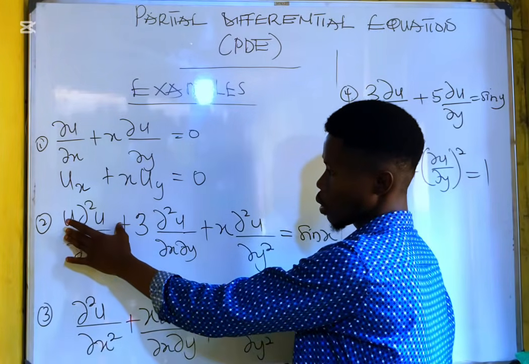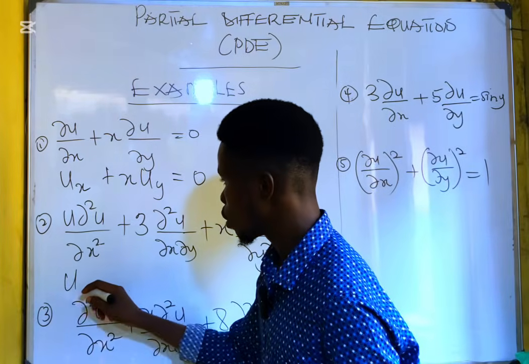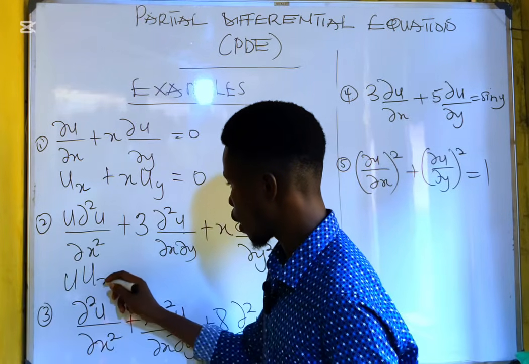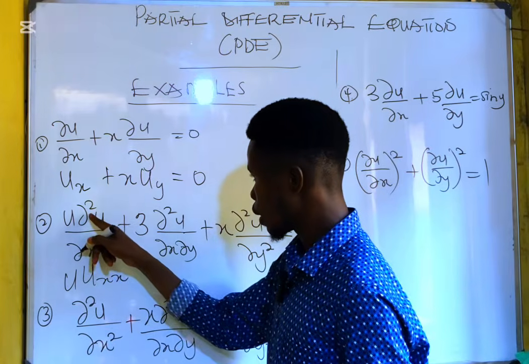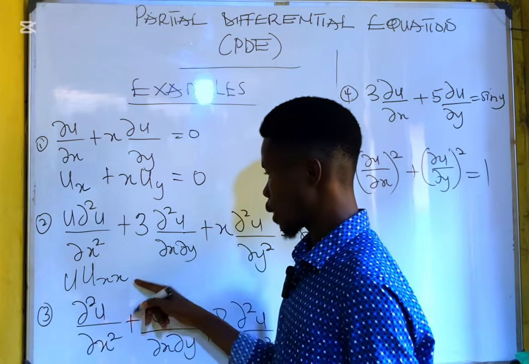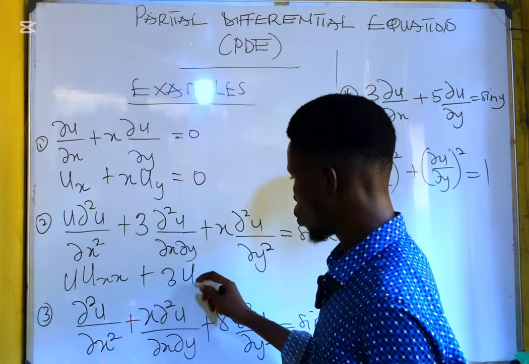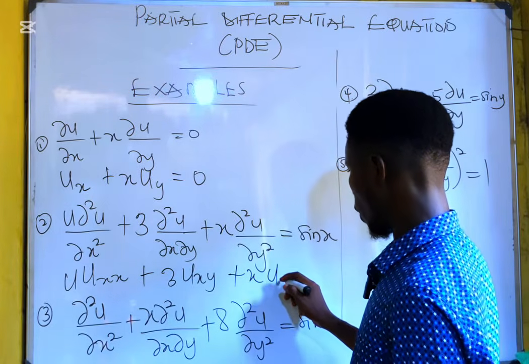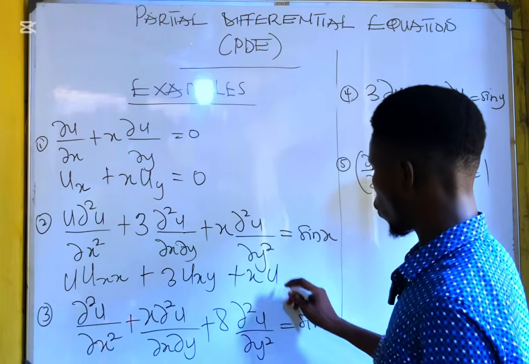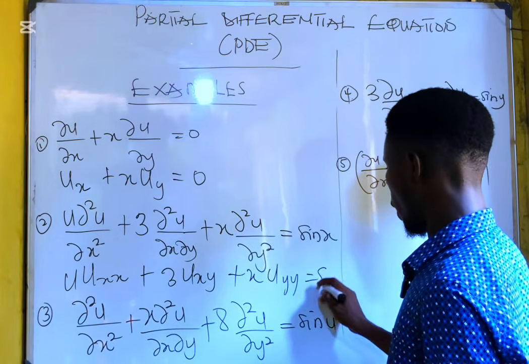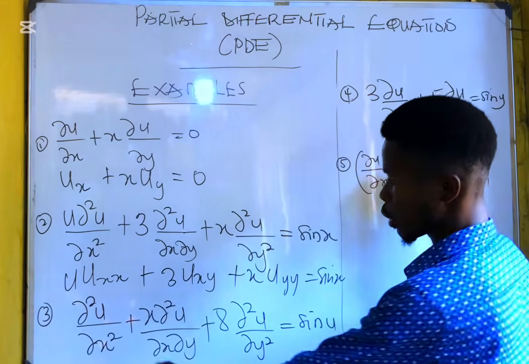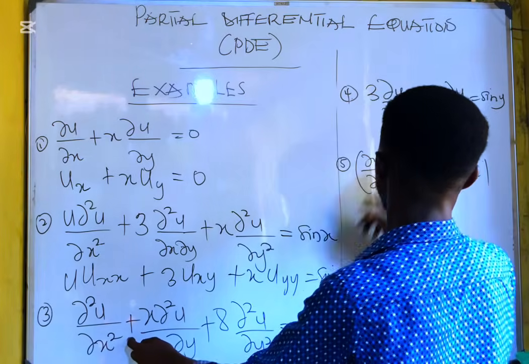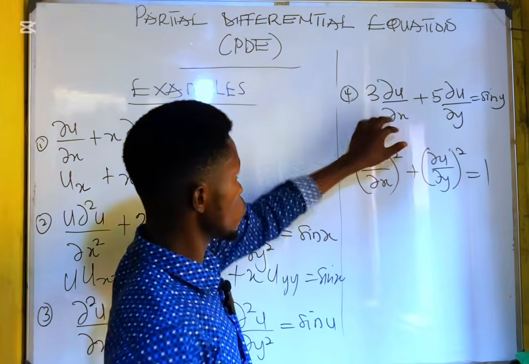Then also here will be u multiplied by u subscript x. This u is already here. Then this delta squared u means that u subscript xx plus 3 u subscript xy plus x u subscript yy equals sine x. You can change them. Is that okay? So try this and see. And the number 3 too, you can also change it.